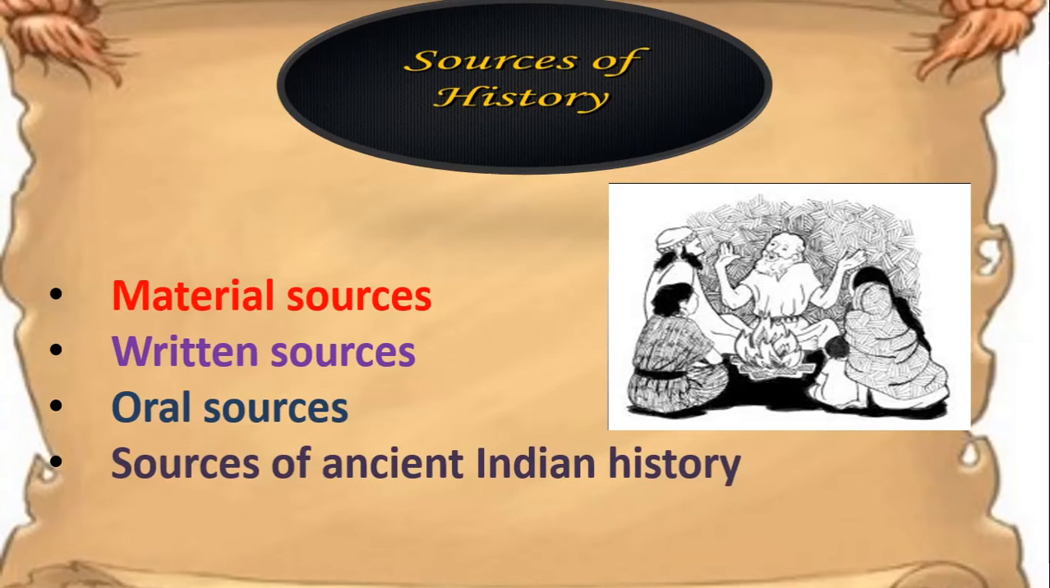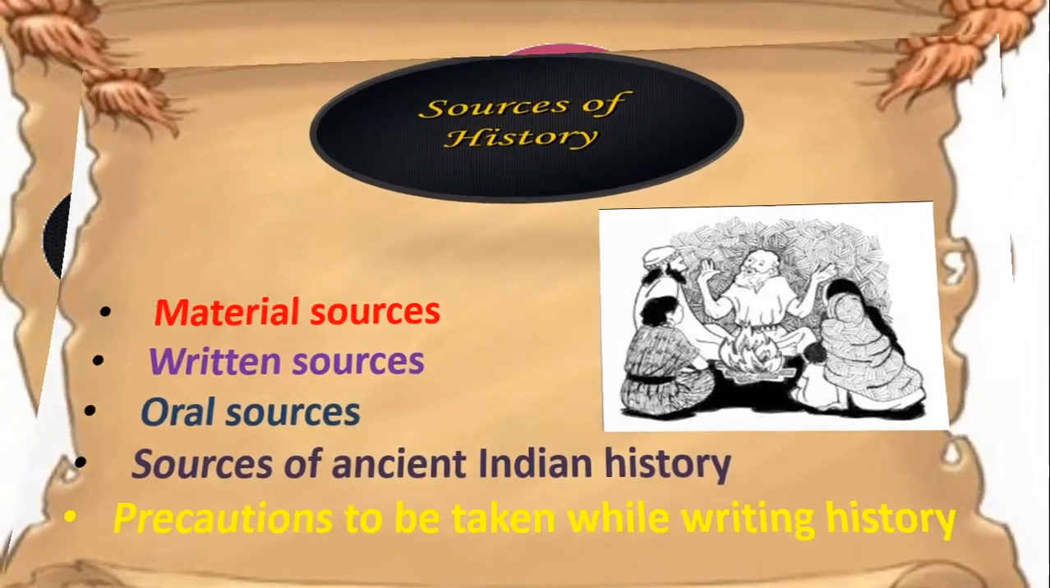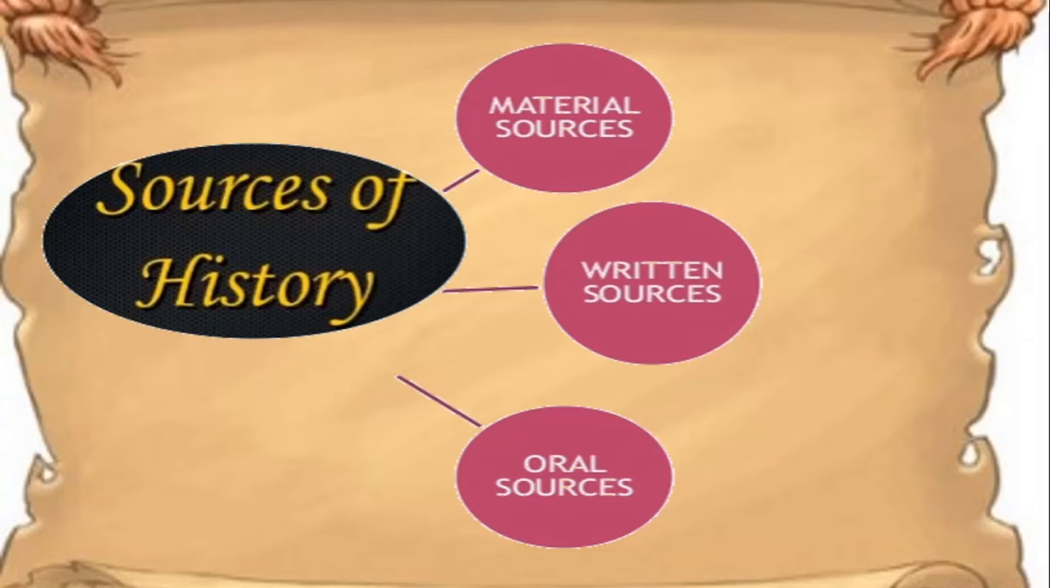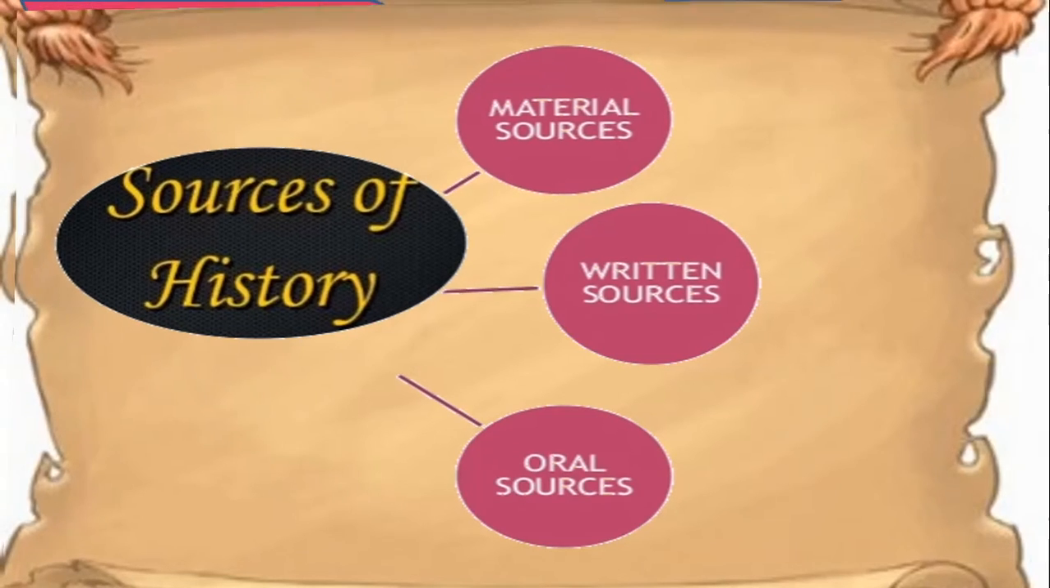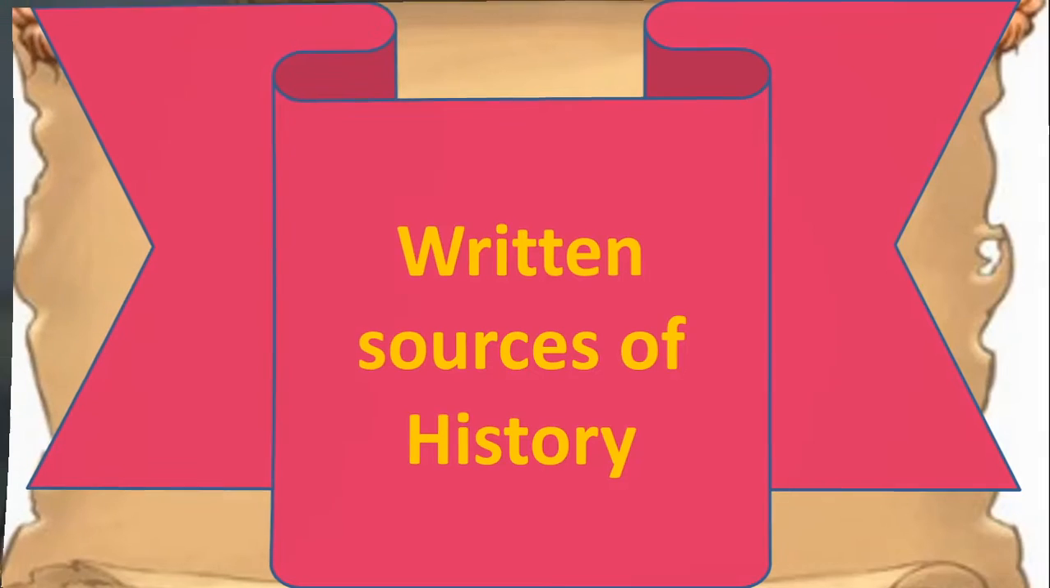We were also going to talk about the sources of ancient Indian history and the precautions which should be taken while writing history. So these were the points in our lesson. Out of these points, we have talked about the material sources of history last time, children. So today we are going to talk about the remaining 2 sources of history, that is, the written sources and the oral sources of history. So let us get started and see what the meaning of written sources of history is.